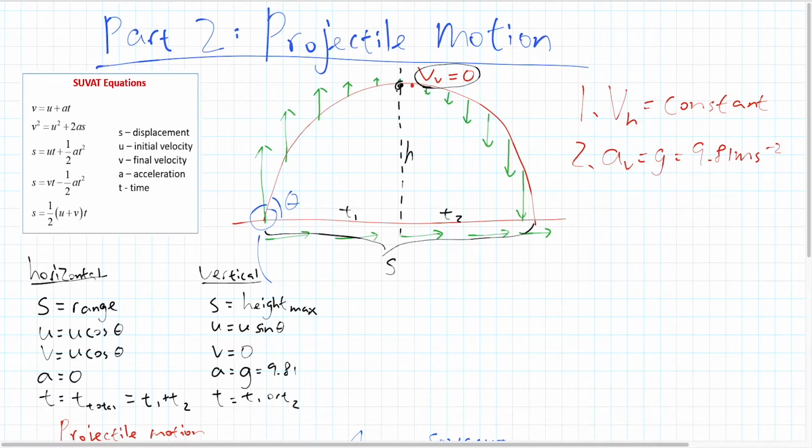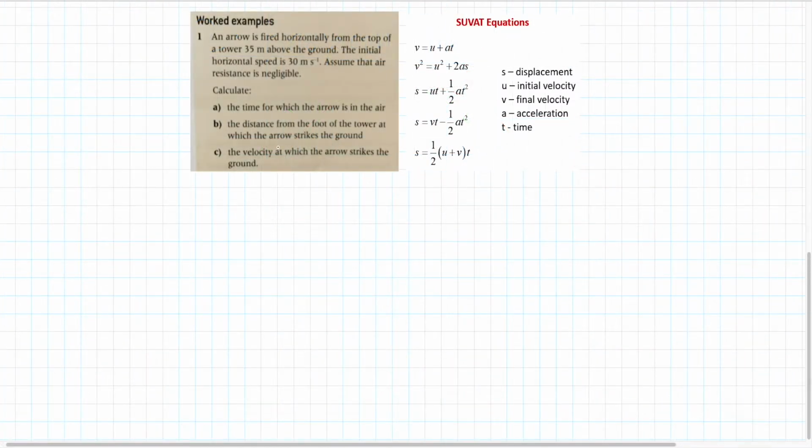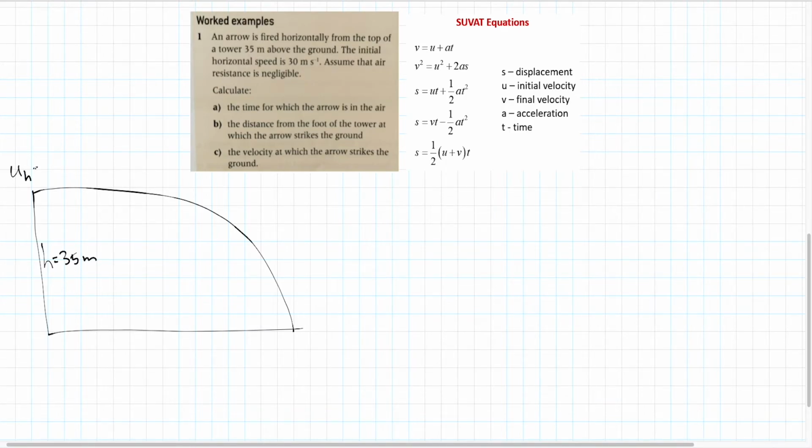Now that we understand the basic principles of projectile motion, we can get into a few example questions. An arrow is fired horizontally from the top of a tower 35 meters above the ground. The initial horizontal speed is 30 meters per second. Assume that air resistance is negligible. Let's first construct the graph. As the arrow is fired horizontally from the tower, it should start at the vertex, with the h being 35 meters and the horizontal initial velocity u being 30 meters per second.